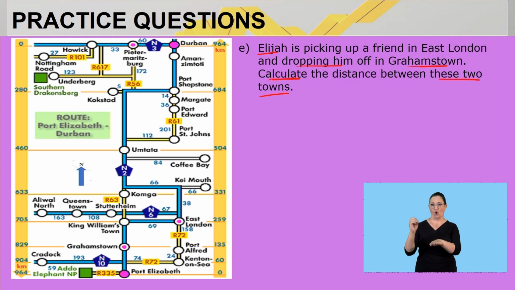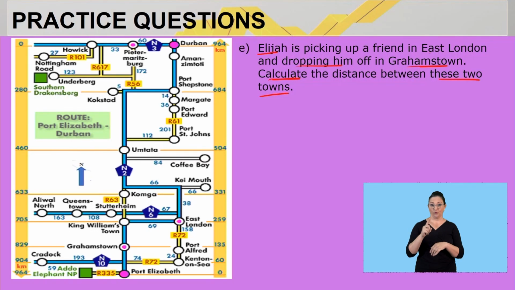So we would like to know what is the distance then between East London and Grahamstown. All right, now let's go to our map. First of all, I need to find East London. Right, there's East London. We agree. Okay, then we are saying he's dropping his friend off, so he'll pick him up here in East London and drop him off in Grahamstown. Can you see? Here's Grahamstown.